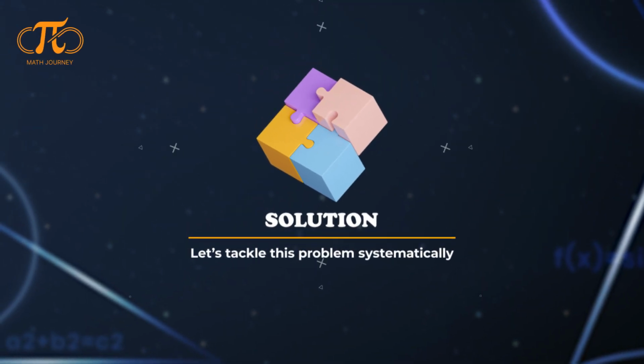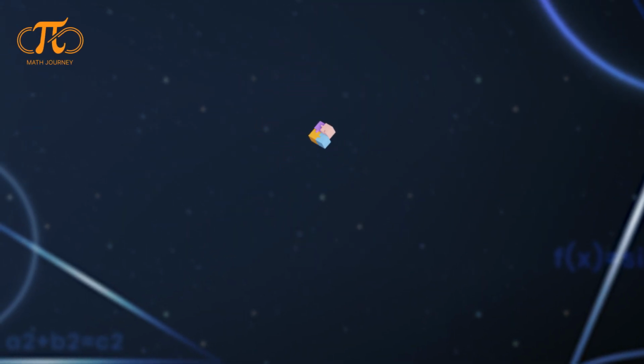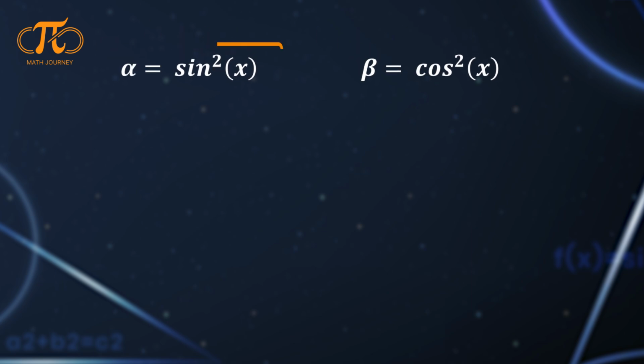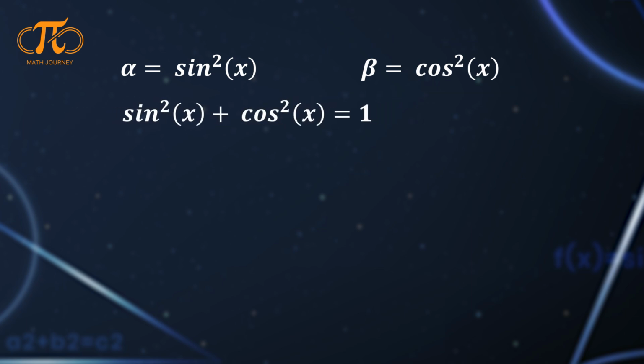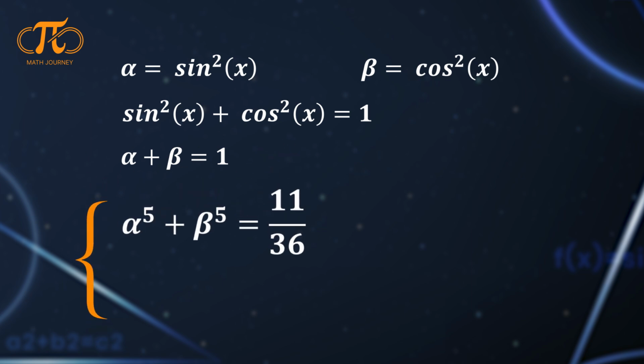Let's tackle this problem systematically. First, we define two variables to make things easier. Alpha equals sine squared of x and beta equals cosine squared of x. Since we know from trigonometric identities, sine to the power of 2 plus cosine to the power of 2 equals 1, we can simplify our equations as alpha plus beta equals 1. From the problem, we're told alpha to the power of 5 plus beta to the power of 5 equals 11 over 36.